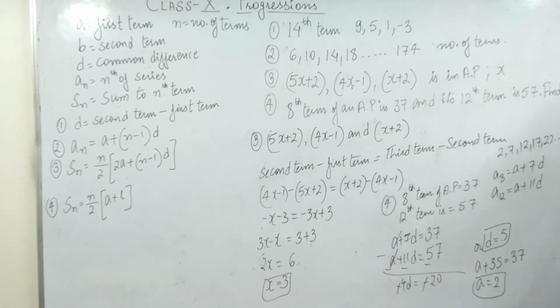This is your AP. If you want to check, 7 minus 2 is 5, which is the common difference, which is right. 12 minus 7 is 5, which is the common difference, which is right. And the first term is 2. Checked. That's all for today, guys.